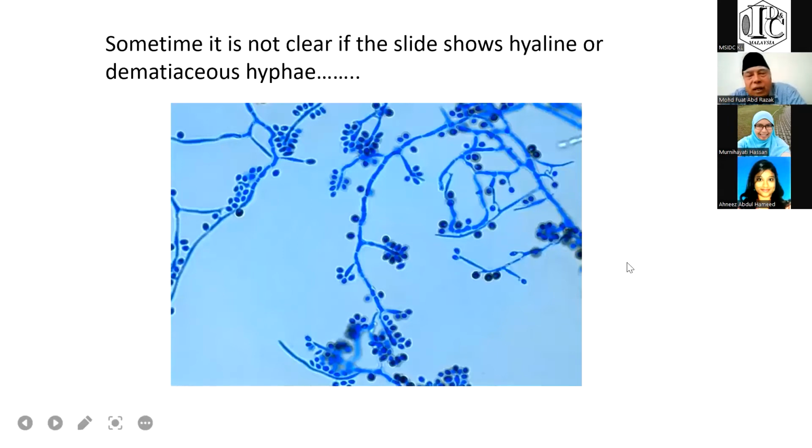But the problem is, if you look under the microscope, sometimes it's not easy to say whether it is dematiaceous or hyaline. If you look here, the hypha is bluish because it was stained with LPCB. So you may think this is a hyaline mold. But look at the conidia. The conidia are dematiaceous. So how do you confirm?